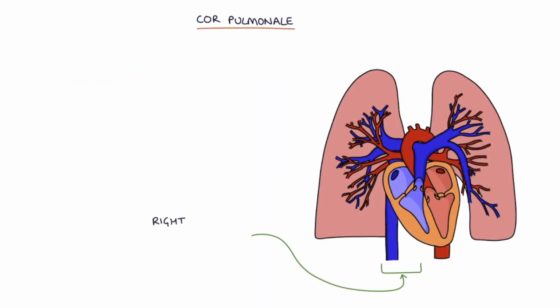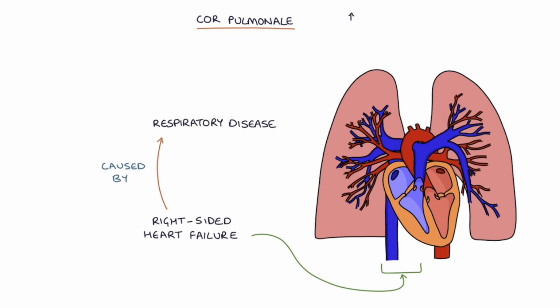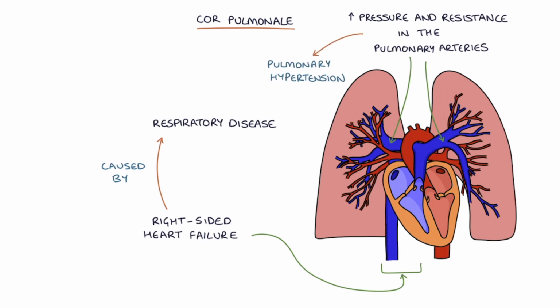Cor pulmonale is right-sided heart failure that's caused by a respiratory disease. So the increased pressure and resistance in the pulmonary arteries, we call this pulmonary hypertension, results in the right ventricle, or the right side of the heart, being unable to effectively pump blood out of the ventricle and into the pulmonary arteries. So basically the right-hand side of the heart is pumping against a lot of pressure inside the pulmonary arteries, or in the lungs. This strain on the right ventricle, trying to pump blood against high resistance, leads to a back pressure of blood leading into the right atrium, the vena cava, and the systemic venous system.